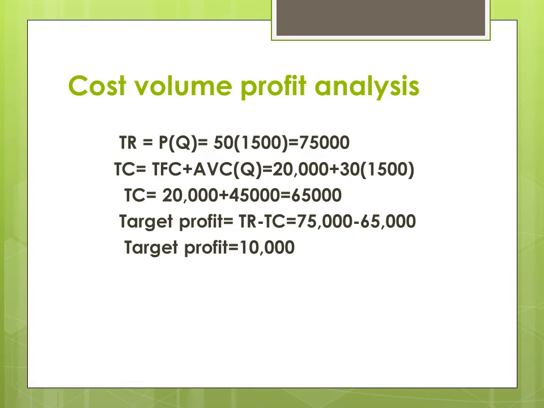Our total cost is equal to total fixed cost, which is 20,000, plus average variable cost, which is 30, times our target output of 1500. So substituting the values of total fixed cost, average variable cost, and output, we get total cost equal to 65,000.